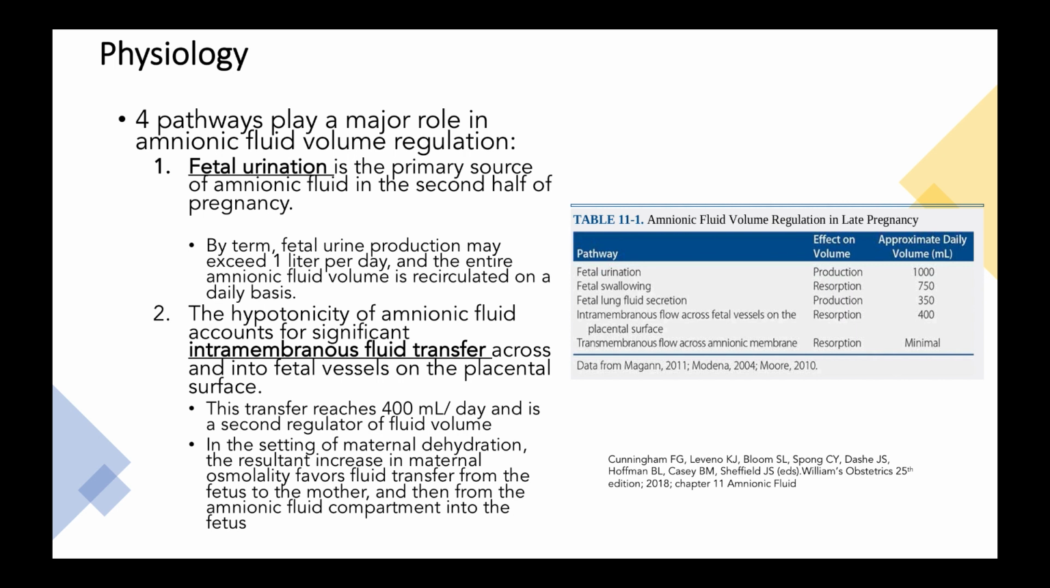The hypotonicity of amniotic fluid accounts for significant intramembranous fluid transfer across and into fetal vessels on the placental surface. This transfer reaches 400 ml per day and is a second regulator of fluid volume. In the setting of maternal dehydration, the resultant increase in maternal osmolality favors fluid transfer from the fetus to the mother and then from the amniotic fluid compartment into the fetus.